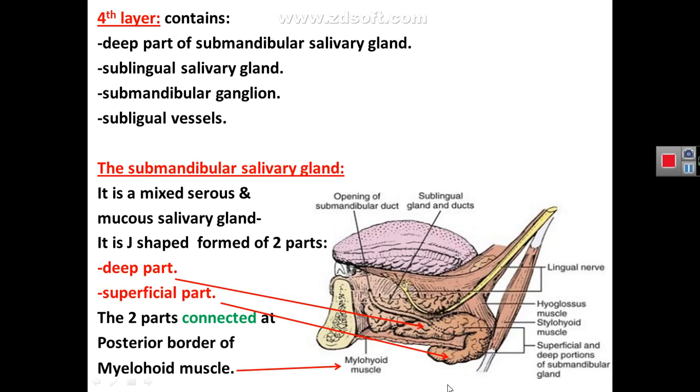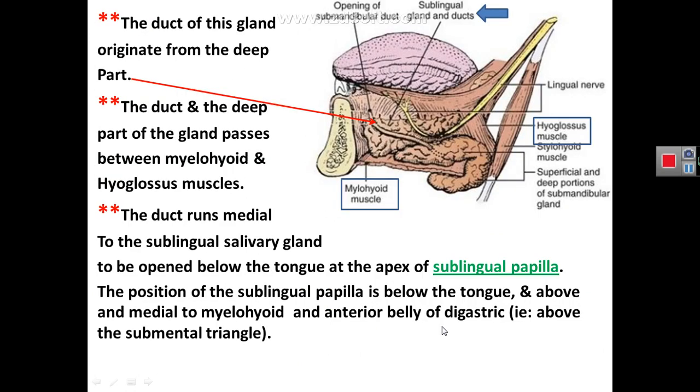It is a J-shaped gland because it is formed of a superficial part and a deep part. These two parts are connected at the posterior border of the mylohyoid muscle, as you can see. So this is the shape of the submandibular salivary gland. From the deep part of the submandibular gland, which is this part, a duct originates, which is the duct of the submandibular salivary gland.